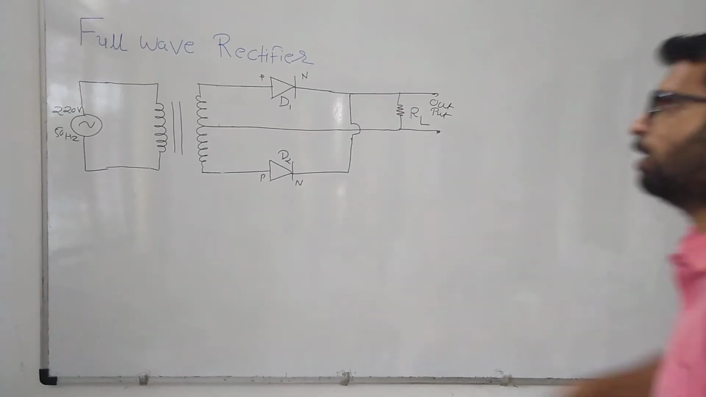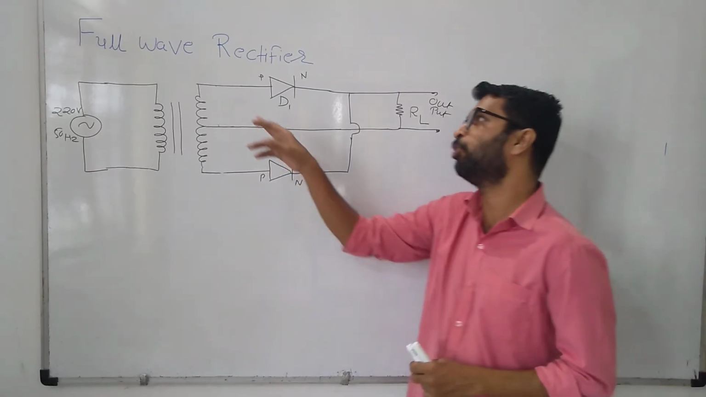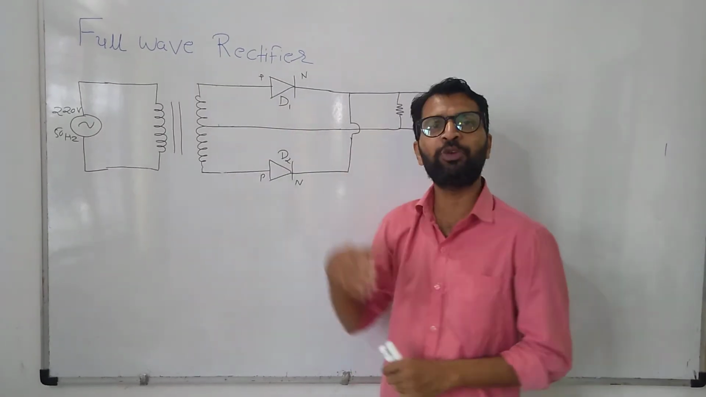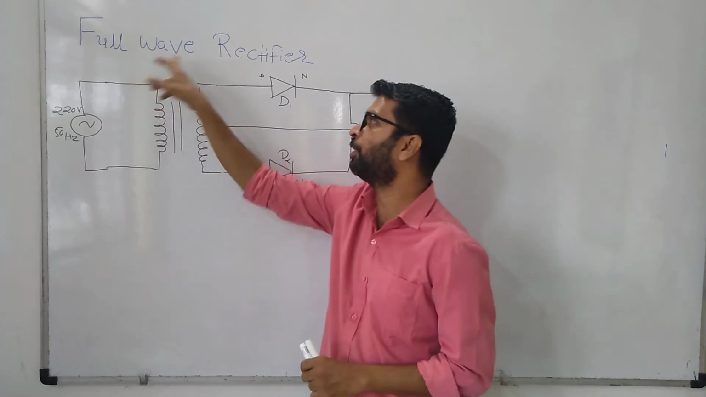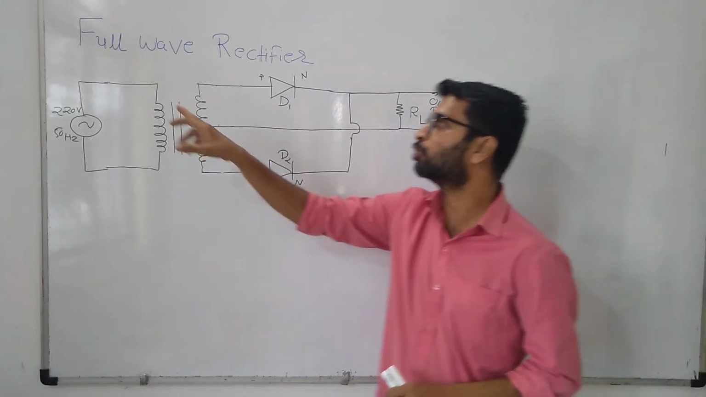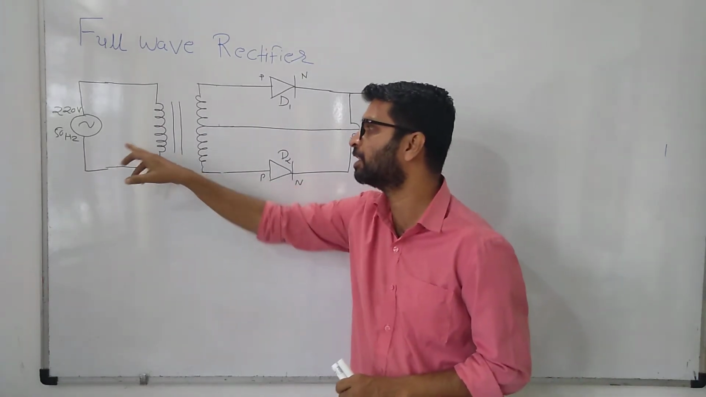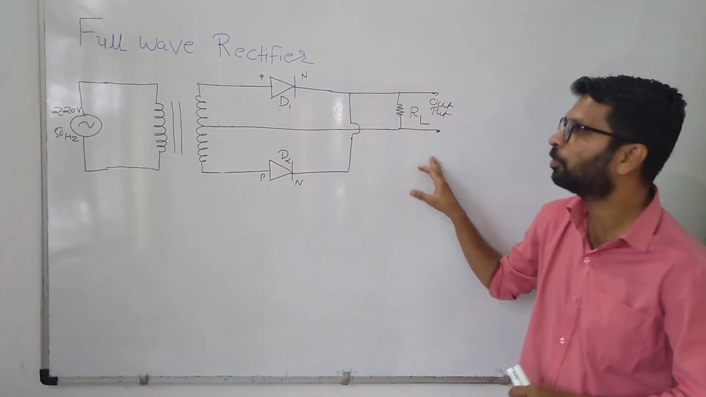Friends, today we will learn about the full wave rectifier. As we know, a rectifier converts AC to DC. A full wave rectifier converts the full input cycle into a full output. So how does it do that? For that, we have to understand this circuit diagram.